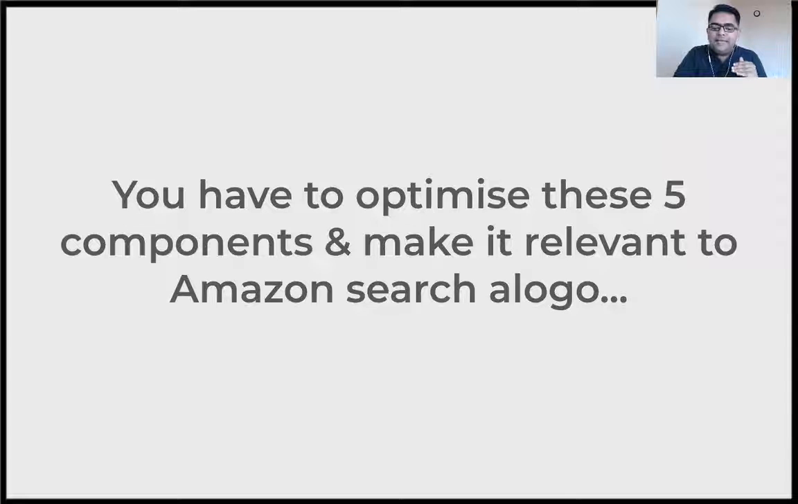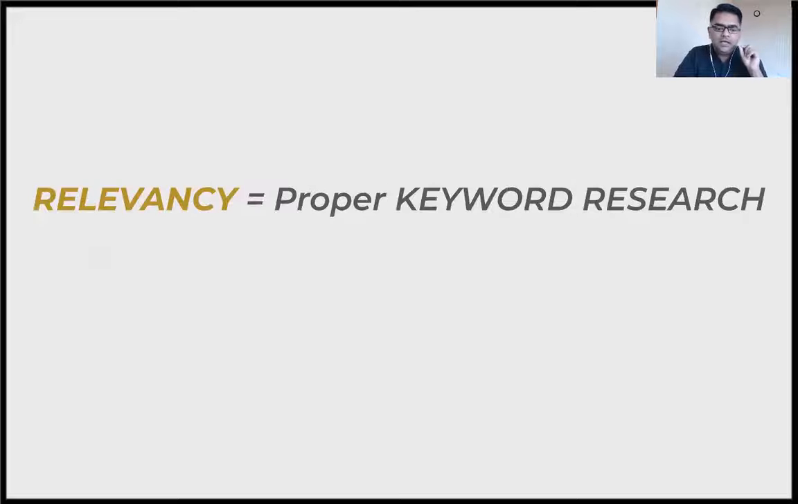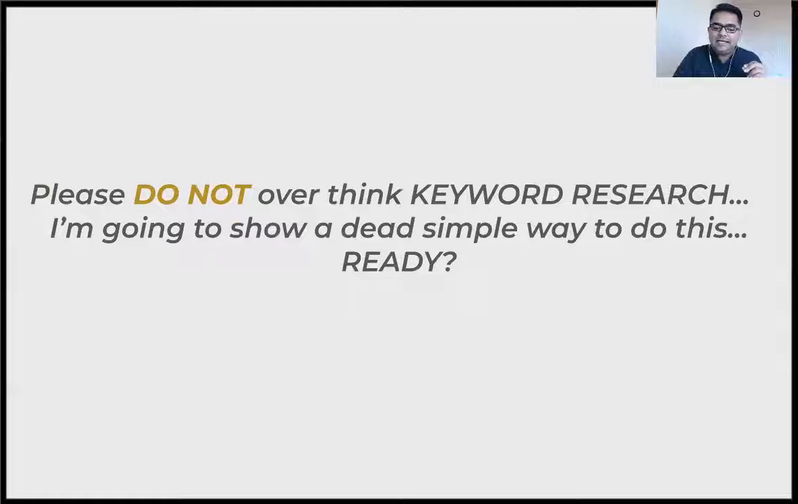So you have to optimize these 5 components and make it relevant to Amazon search algorithm. So how do you make your product listing relevant? Relevancy is equal to proper keyword research. Amazon understands your product based on the words you have entered on the product page. So you have to optimize your product page with the best possible keywords. Please do not overthink keyword research. I'm going to show you a dead simple way to do this. Hope you guys are ready for that.